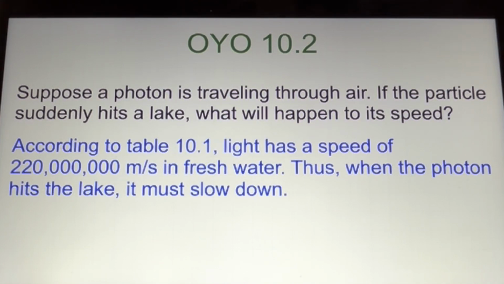On your own 10.2, suppose a photon is traveling through air. If the particle suddenly hits a lake, what will happen to its speed? All right, so go back to the table. Light has a speed of 220 million meters per second in fresh water, which is slower than the speed of light through air. Thus, when the photon hits the lake, it must slow down. And remember, the speed of light travels slower in a solid than it does in a gas.